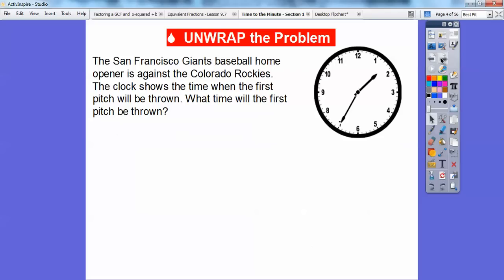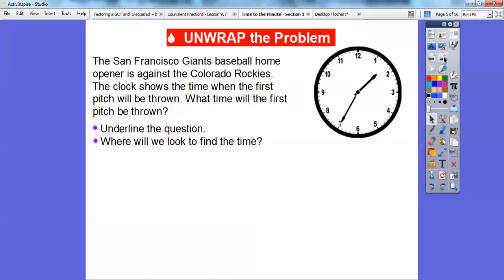So here we go. The San Francisco Giants baseball home opener is against the Colorado Rockies. The clock shows the time when the first pitch will be thrown. So what time will the first pitch be thrown? Okay, so here's our clock over here.